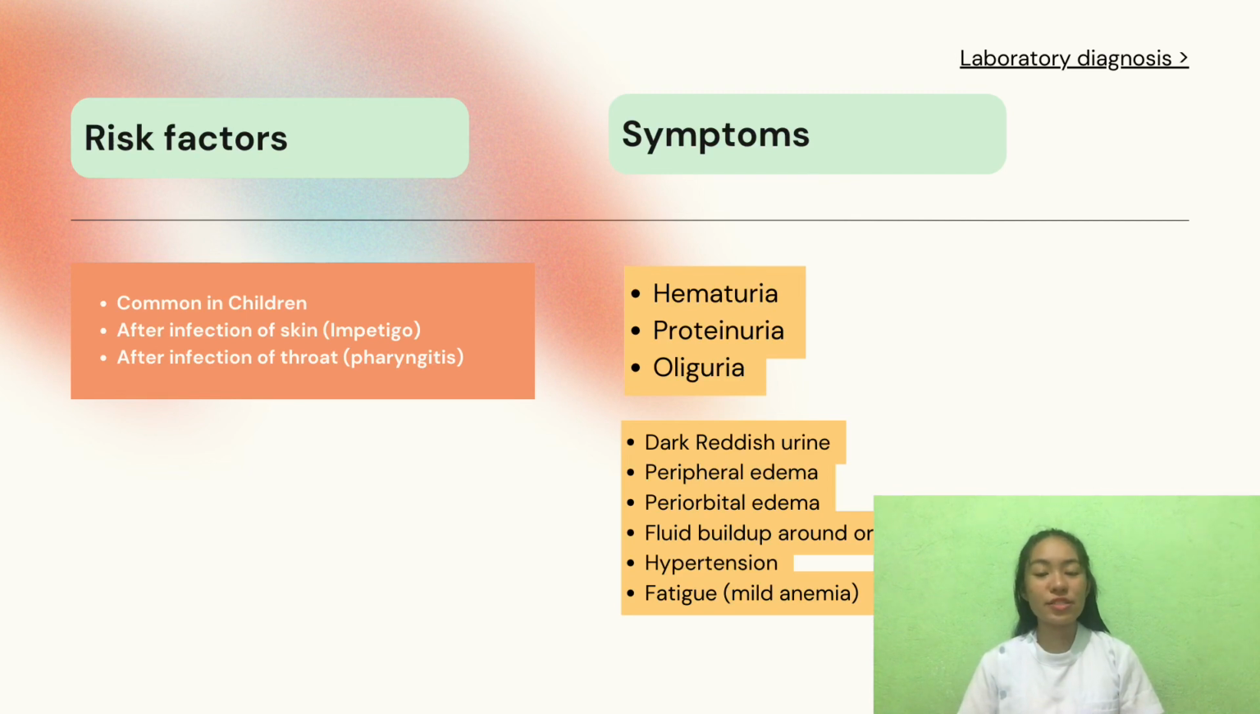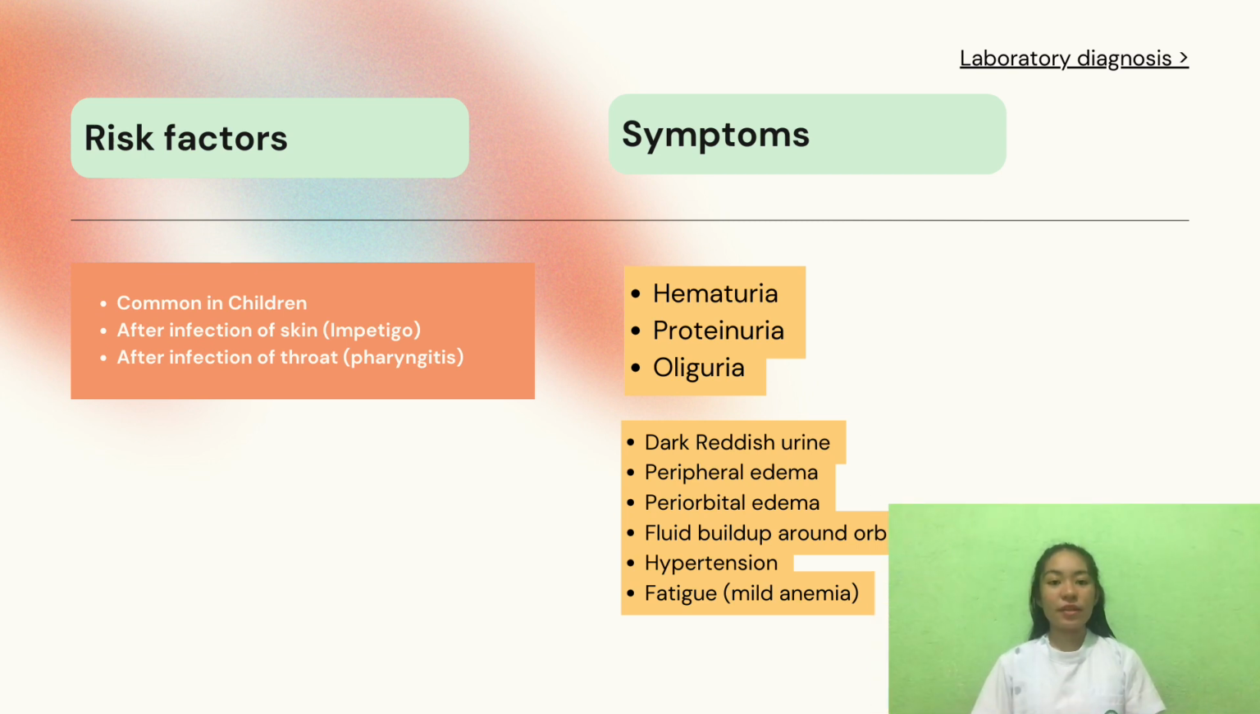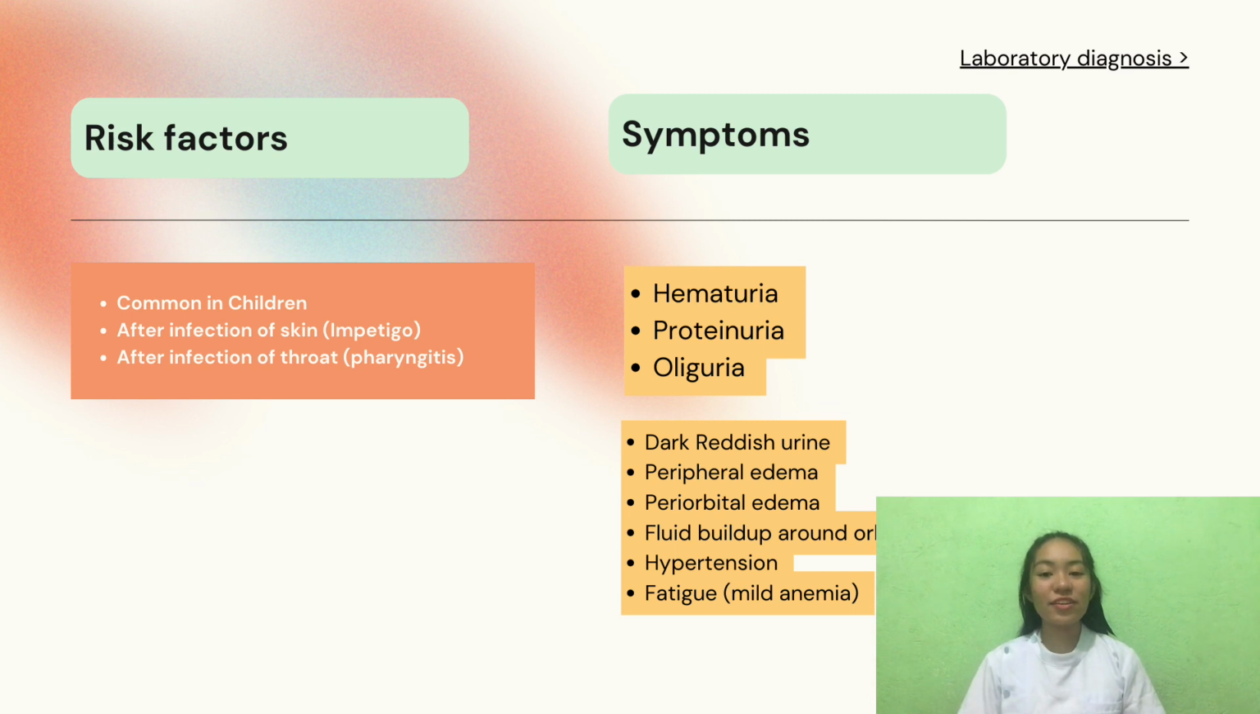For the risk factors, children are the most commonly infected with this pathogen. There is an after-infection of the skin, also known as impetigo, or the after-infection of the throat, which is pharyngitis. The symptoms involve hematuria, proteinuria, and oliguria. There is dark reddish urine, peripheral edema, periorbital edema, which is fluid buildup around the orbit of the eye, and hypertension, as well as fatigue or mild anemia.